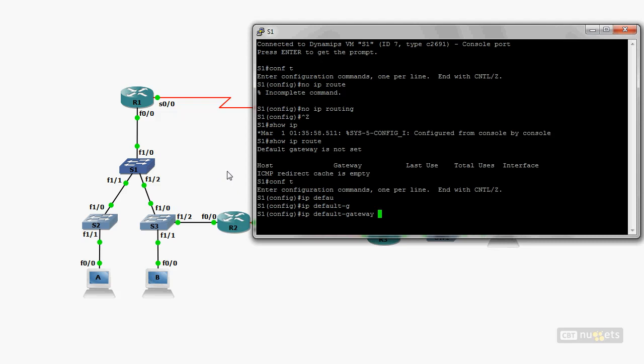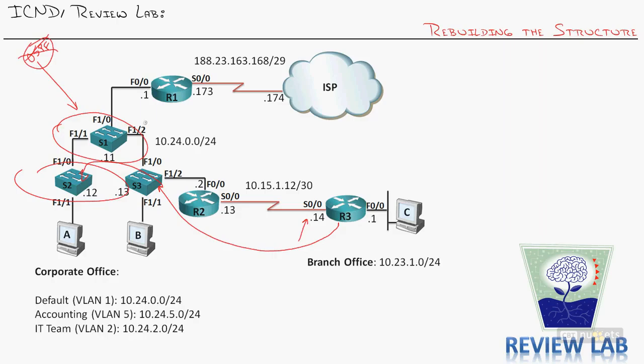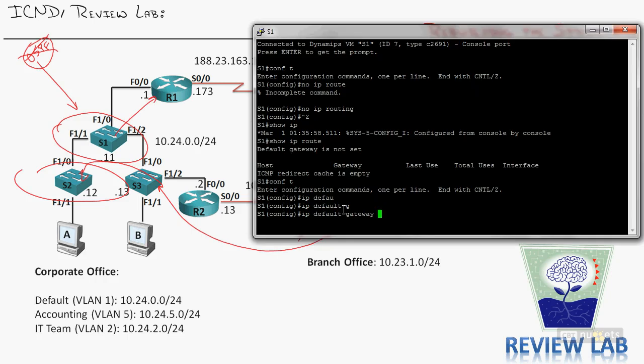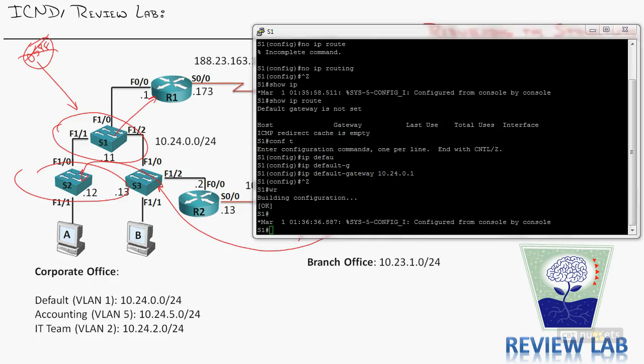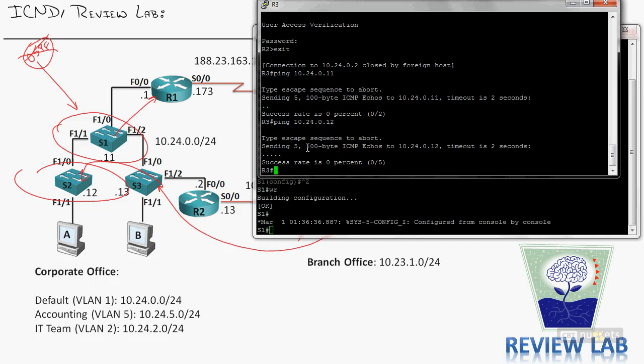Let's say switch 1 is going to use router 1 as its default gateway. So I'm going to go to switch 1 and do ip default-gateway 10.24.0.1, which says anything that you don't know about, switch, go ahead and send it over to router 1. And now let's give it a whirl. Let's come over to router 3 and try pinging 10.24.0.11, which is switch 1.